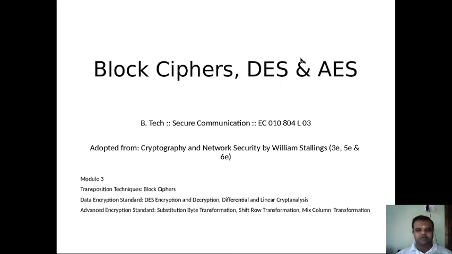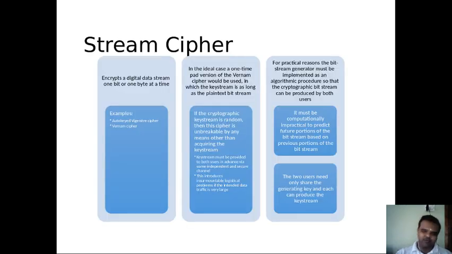Okay, so students, we've been discussing block ciphers during the previous classes. We'll go into the Data Encryption Standard today. So before that, we'll go through a quick recap of what we've been discussing over the past few days.